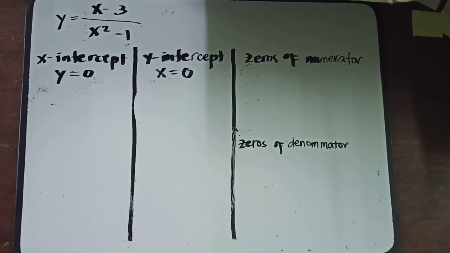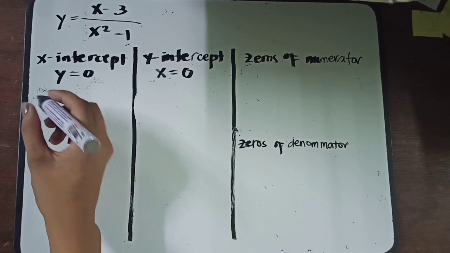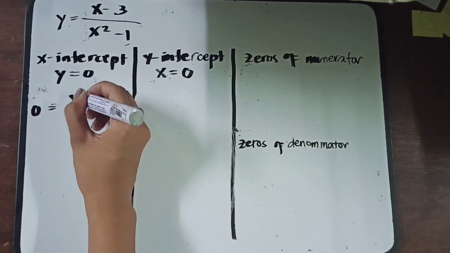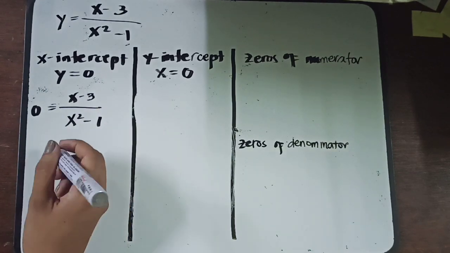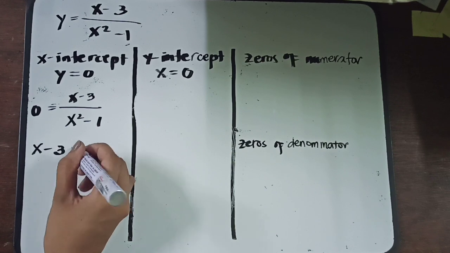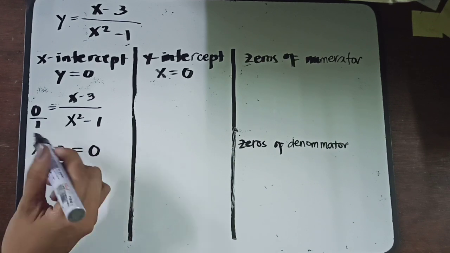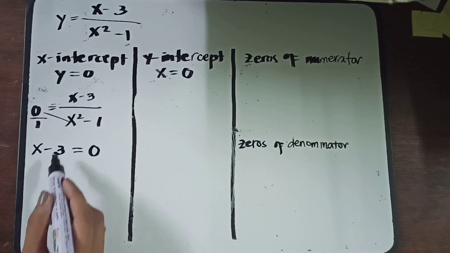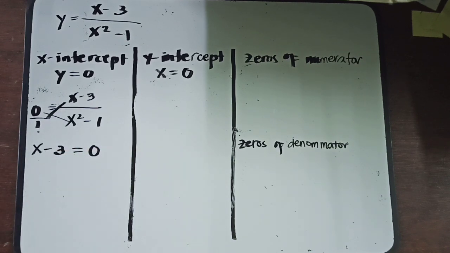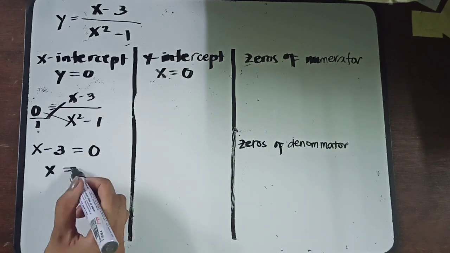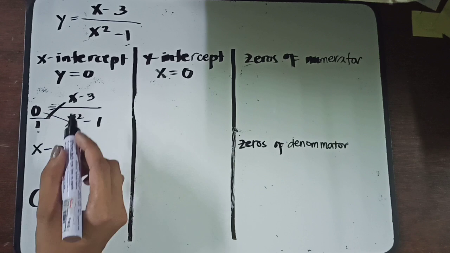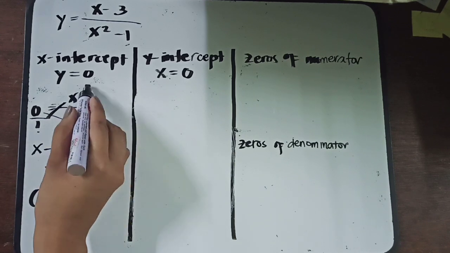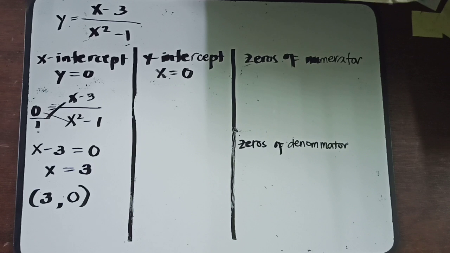So x-intercept, solve for the value of x, where y is equal to 0. So that is 0 is equal to x minus 3 over x squared minus 1. So cross multiplication. So that is x minus 3 is equal to 0. Okay, again, 0 multiplied by x squared minus 1 is 0. X minus 3 multiplied by 1 is x minus 3. And solve for the value of x. So this negative 3 will become positive 3. And our x-intercept is the value of x, which is 3. And the value of our y, which is 0.